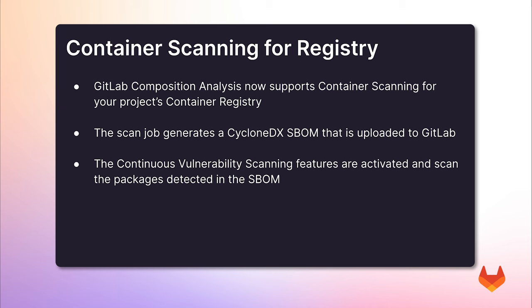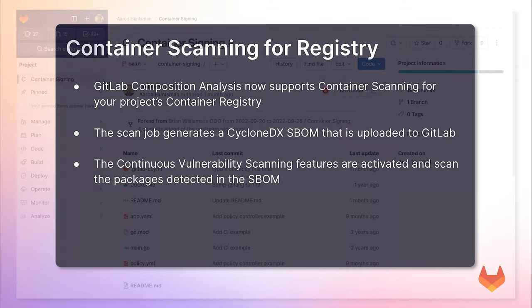When a container image is pushed with the latest tag, a container scanning job is automatically triggered against the default branch of the project. The scan job then generates a CycloneDX SBOM that is uploaded to GitLab. GitLab displays the identified vulnerabilities within the Vulnerability Report page under Container Registry Vulnerabilities.